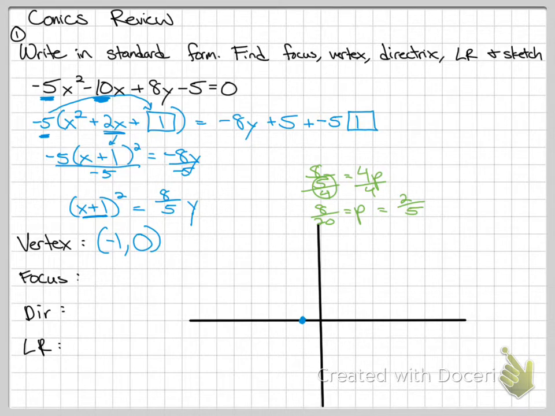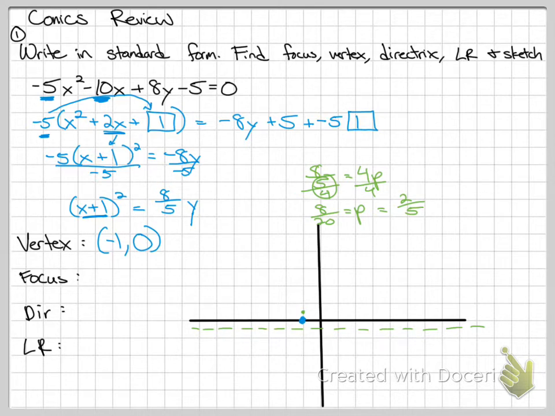And then my p tells me how far below and above the vertex everything is. So 2/5 below, this isn't going to be perfect, but 2/5 below would be the directrix, because I just said my parabola is opening up. 2/5 above would be my focus.